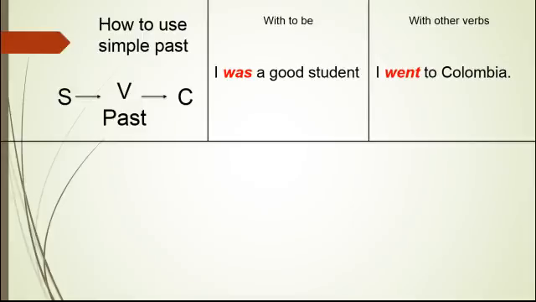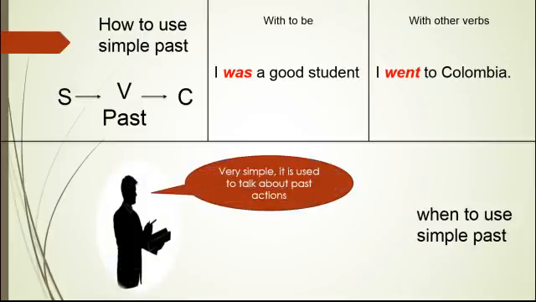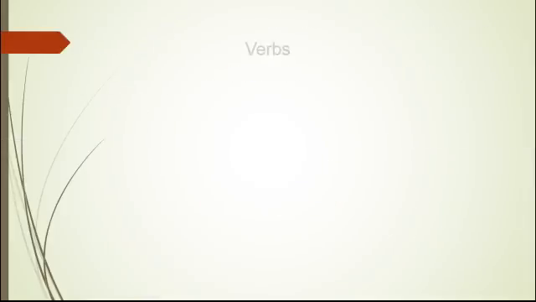The second thing that you have to take into account is when to use simple past. Cuándo poder utilizar el pasado simple. Okay, in this case, it's very simple because it is used to talk about past action. It is used to talk about things that happened in the past. Okay, so let's get started. Now, let's start working with the verbs.